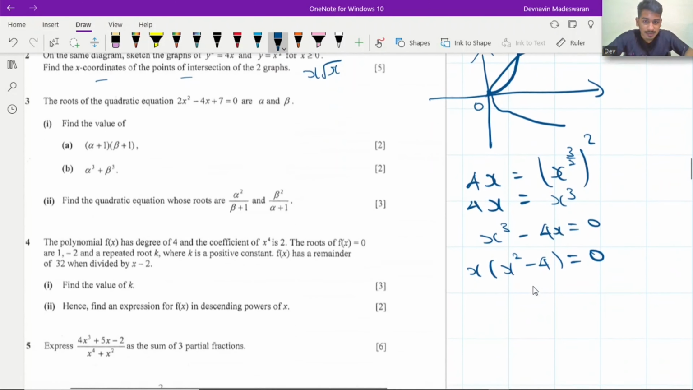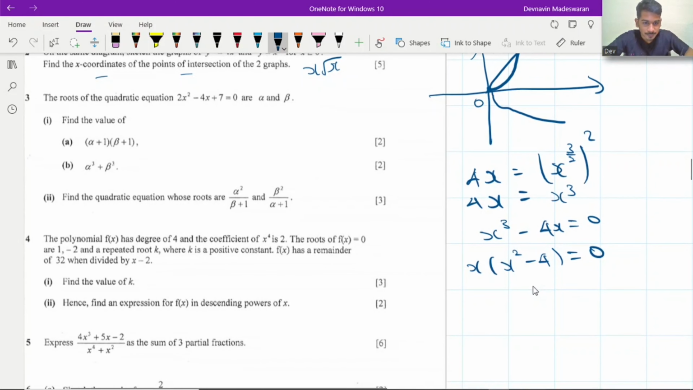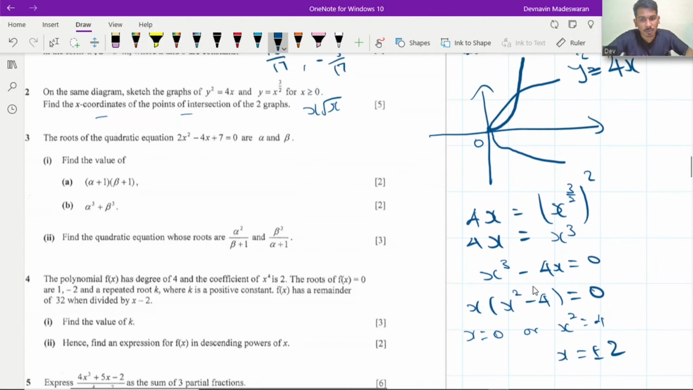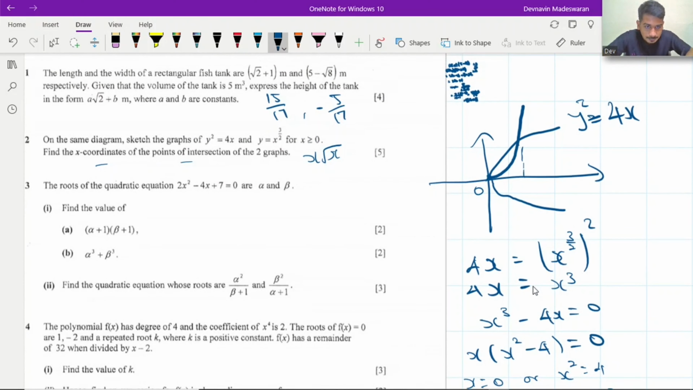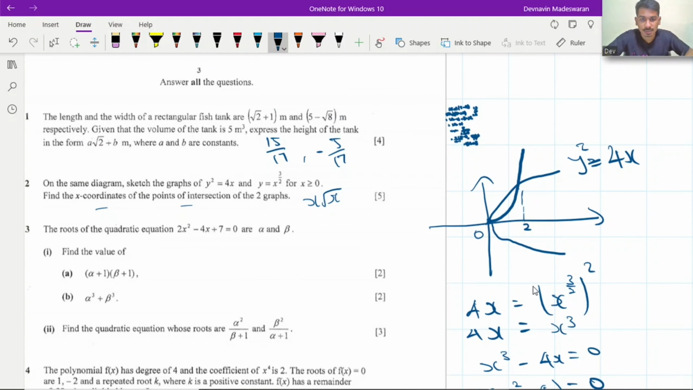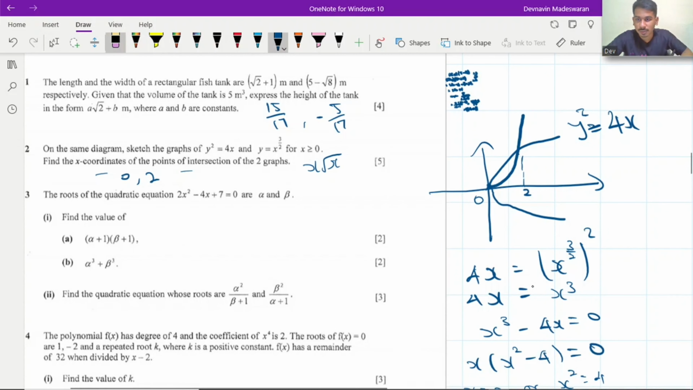Oh, okay, never mind. x is greater than or equal to 0. Okay, so x is 0 or x square is 4. So x is plus or minus 2. But since it's more than or equal to 0, we have two answers. x is equal to 2 or x is equal to 0. So those are two answers. Okay, 0 and 2. Okay, so I guess this one I will circle again.